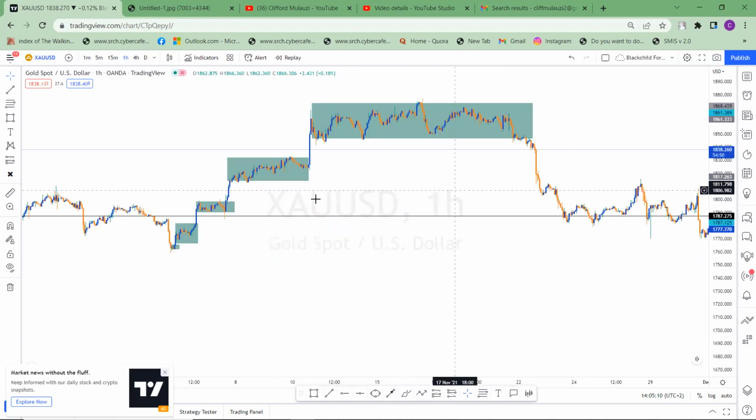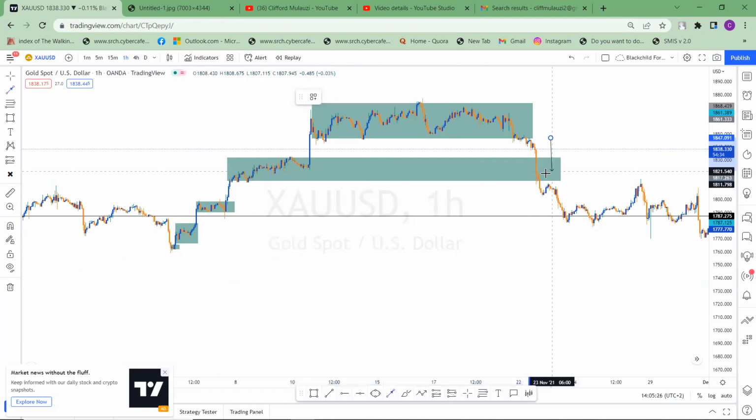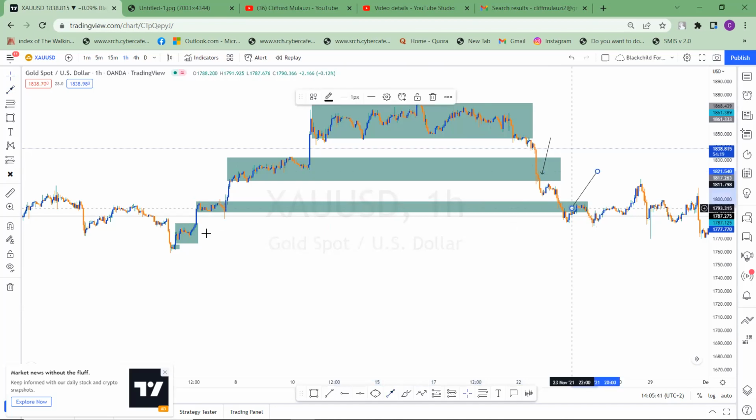Most of these prices where price is making a decision are always prices that are going to create some sort of impact on the market in the future. If you extend this area to this side, pay attention to what happened here. This is actually an order block. If you extend this line to this side, you see that price actually reacted to this area.